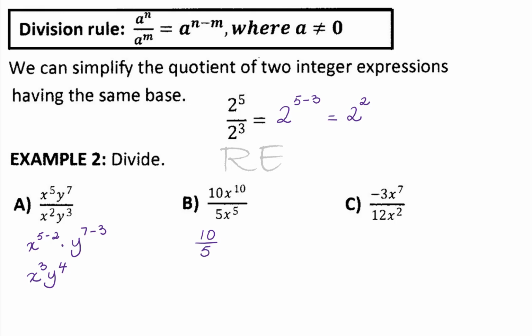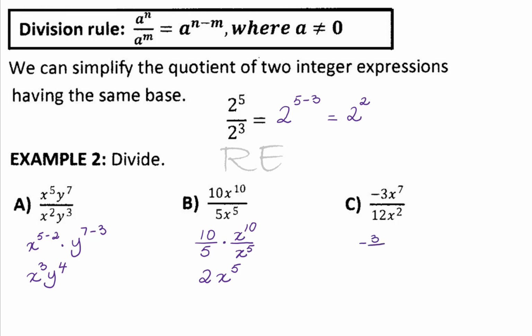We have 10 over 5 multiplied by x to the 10 over x to the fifth. 10 over 5 is 2. 10 divided by 5 times x to the 10 minus 5, which is 5.